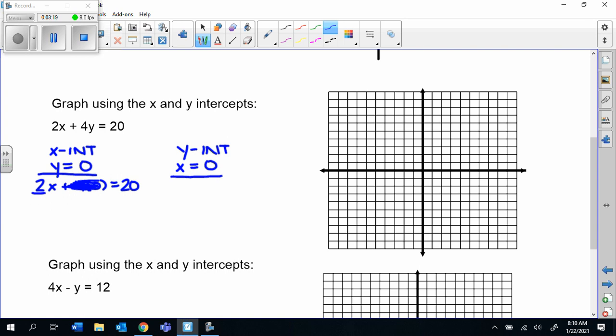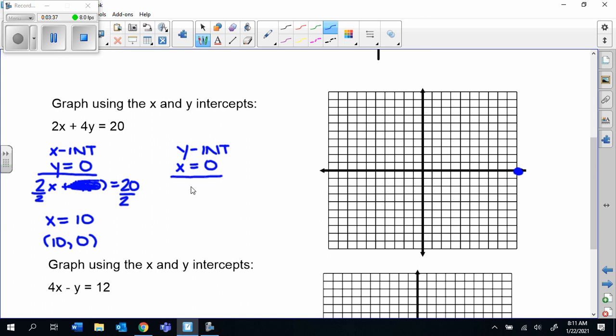Divide both sides by 2. It definitely does here. I think all of my examples do. And we get x equals 10. So my x-intercept is going to be the point 10, comma 0. Right there.